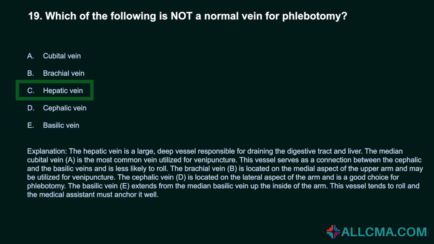The cephalic vein, D, is located on the lateral aspect of the arm and is a good choice for phlebotomy. The basilic vein, E, extends from the median basilic vein up the inside of the arm. This vessel tends to roll and the medical assistant must anchor it well.